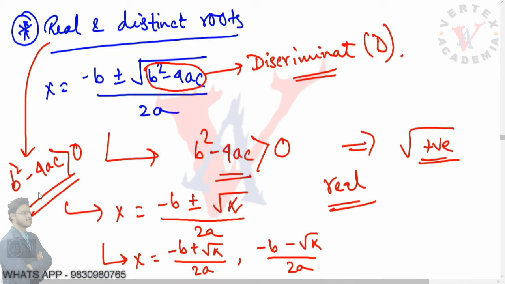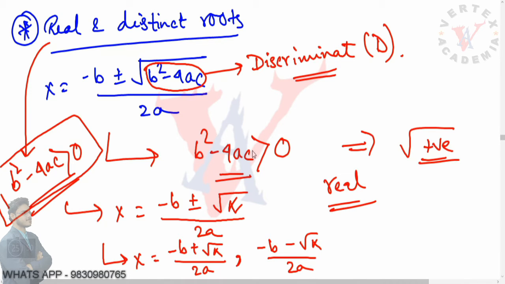So you can see that no other condition is required. If only b square minus 4ac is greater than 0, then we have two distinct roots, that is minus b plus root k by 2a and minus b minus root k by 2a. I repeat the whole thing once again.